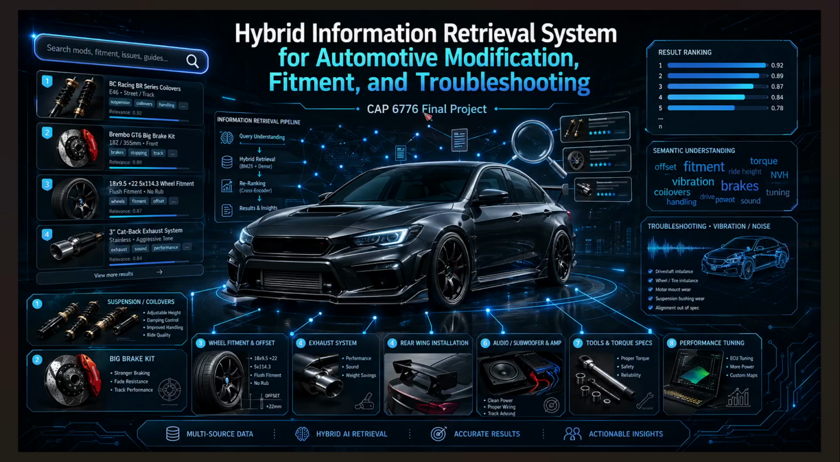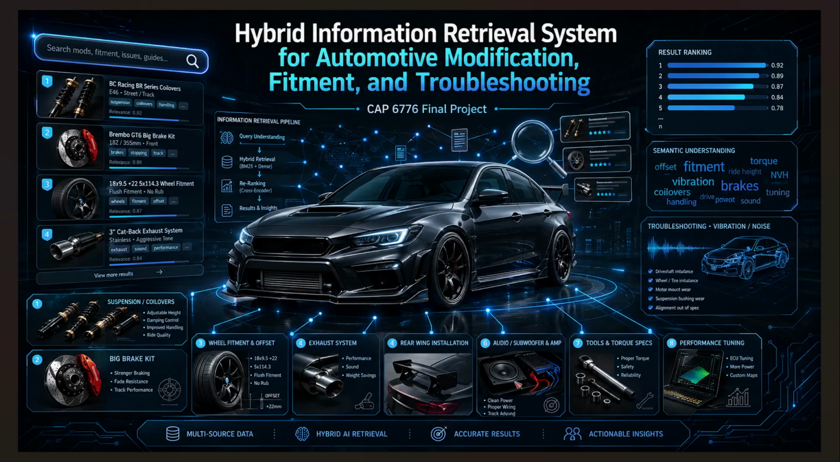Hello everyone, this is my CAP 6776 final project walkthrough. My project is Hybrid Information Retrieval System for Automotive Modification, Fitment and Troubleshooting. The main goal of the system is to help users retrieve relevant automotive information more effectively, specifically when some queries use exact technical terms and others are written more like real-world, practical questions.